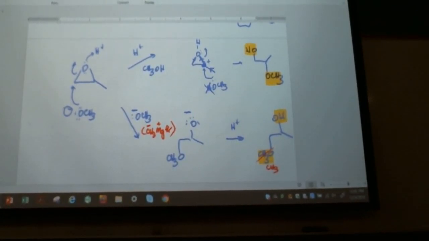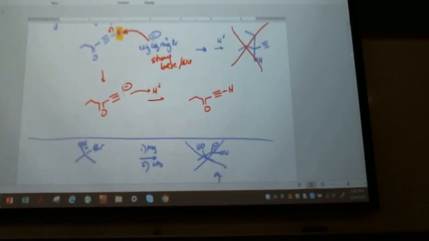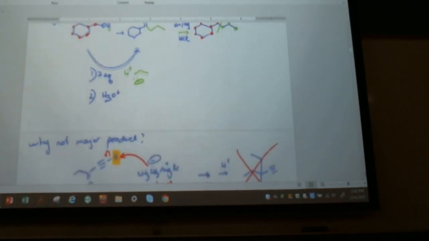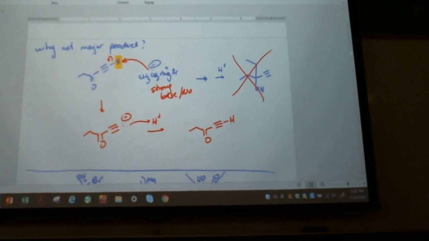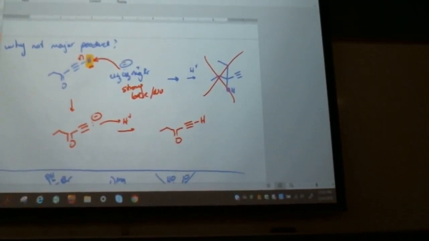So the problem is this is an acidic hydrogen. So rather than this attacking as you would expect to form this product, this base is going to attack this acidic hydrogen, form this alkoxide ion, and then when you toss in an acid, go back to the starting material. So that is why you cannot use Grignards in the presence of an acidic hydrogen.